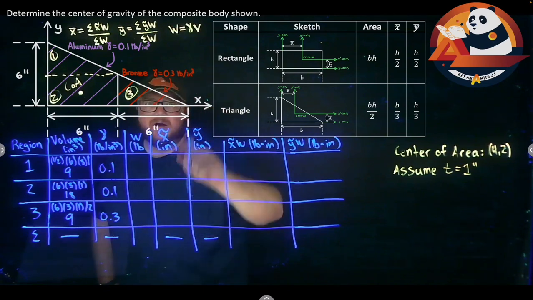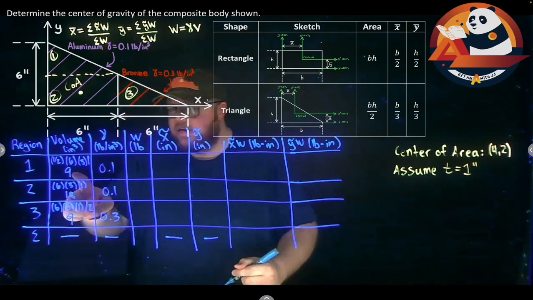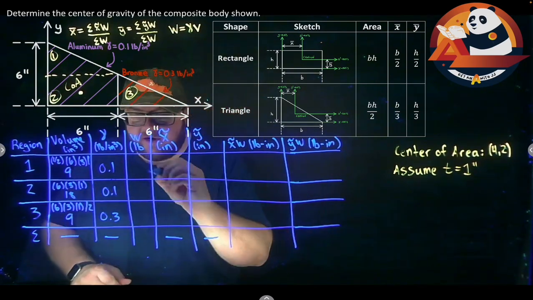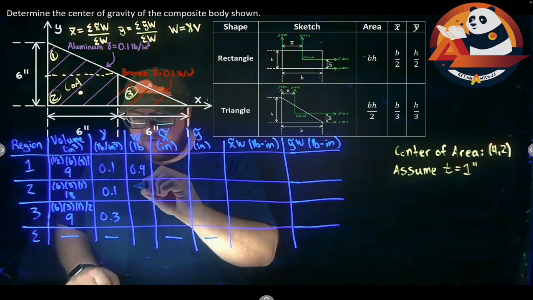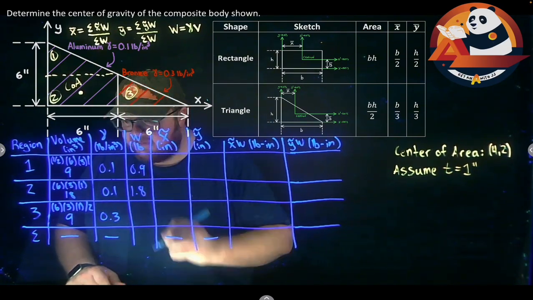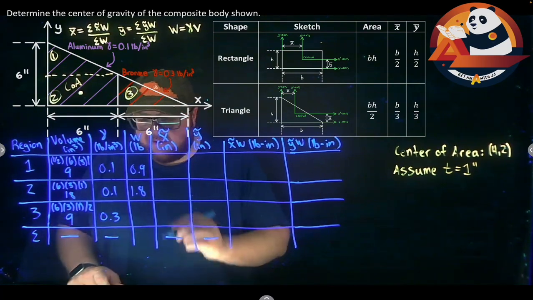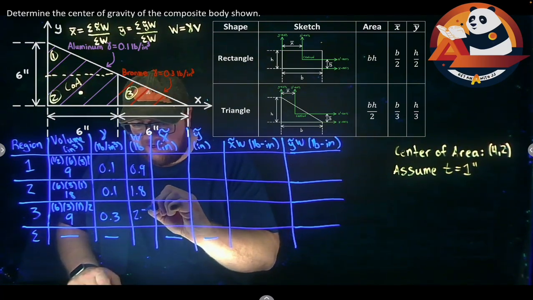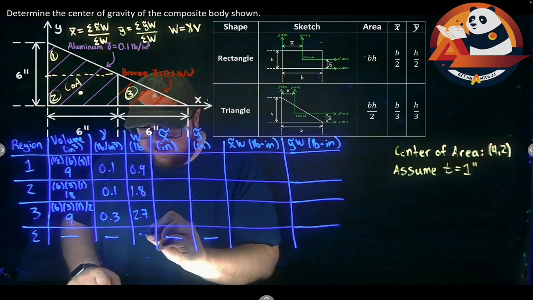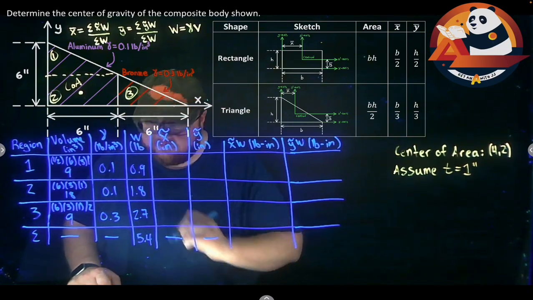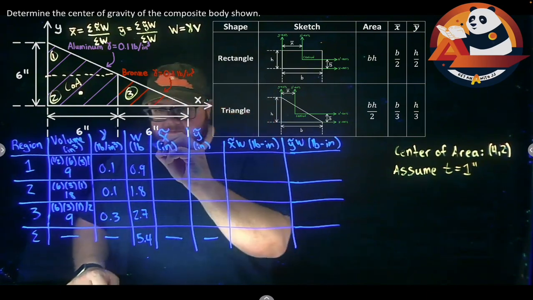Let's get our weight. I know weight is gamma times V. 9 times 0.1 is 0.9. 18 times 0.1 is 1.8. 9 times 0.3 is 2.7. And adding that column up, I'll get the weight of this whole triangle is 5.4 pounds.